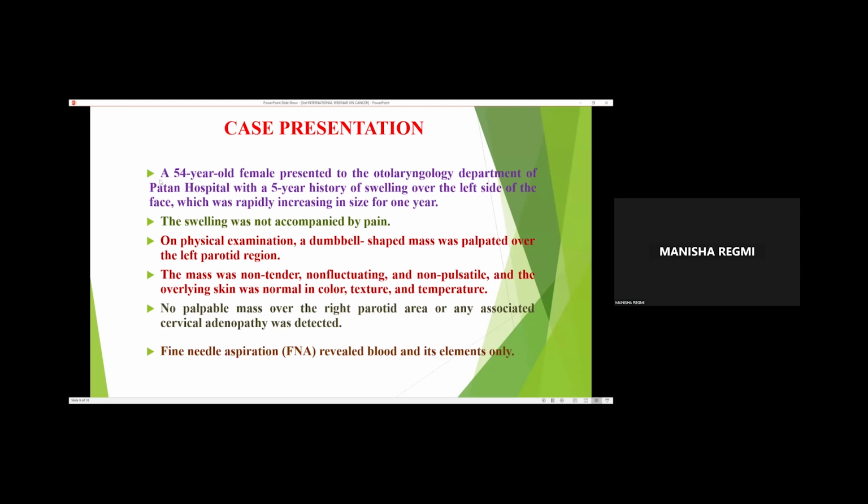So let me start with the case presentation. Ours was a 54-year-old female who presented to the ENT department of Patan Hospital with a 5-year history of swelling over the left side of the face, which was rapidly increasing in size for 1 year. And the swelling was not accompanied by pain.